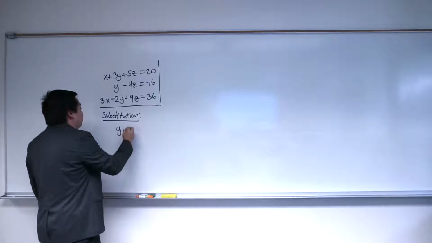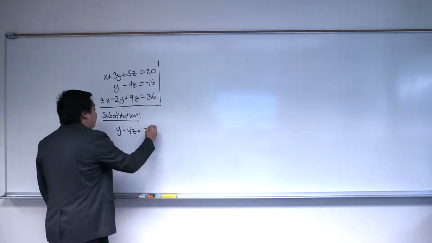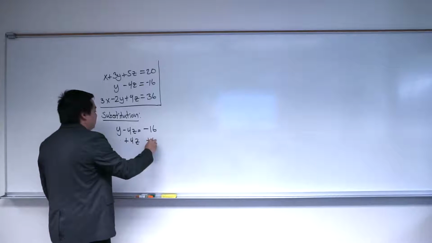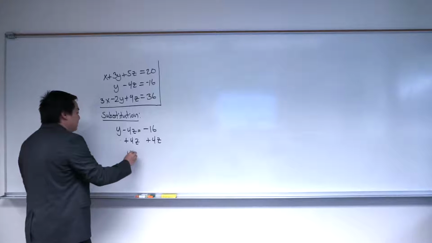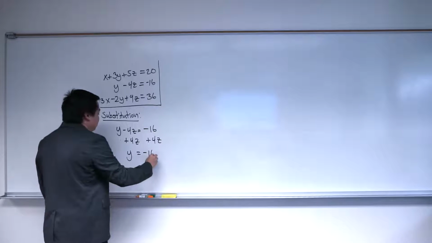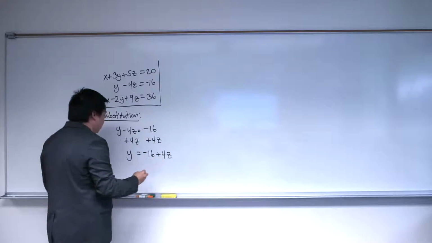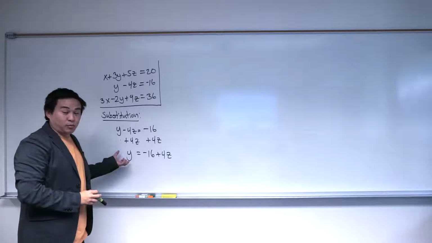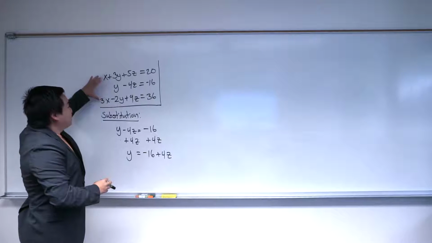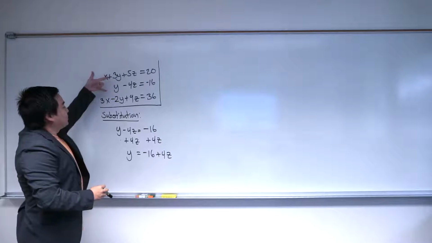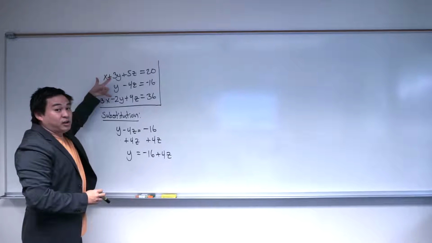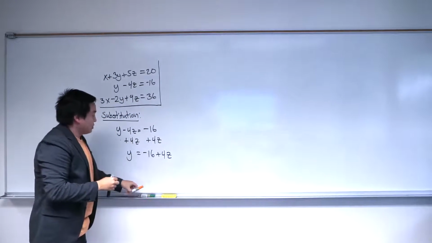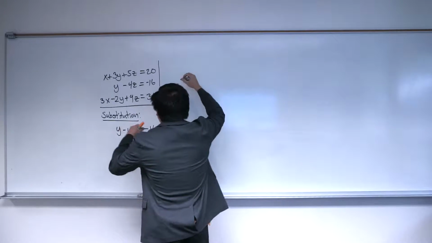Let's say y minus 4z is equal to negative 16. So if we add 4z to both sides, we get y is equal to negative 16 plus 4z. Once we have an equation solved for one variable, we can plug into the other two. And notice that's going to eliminate the y variable from these two equations, and we're only going to be left with x's and z's. So let's go ahead and do that.